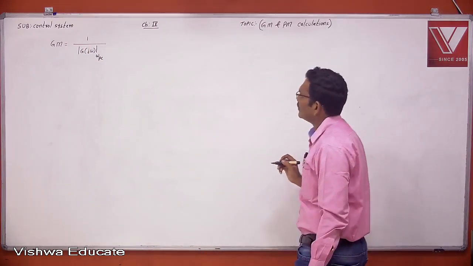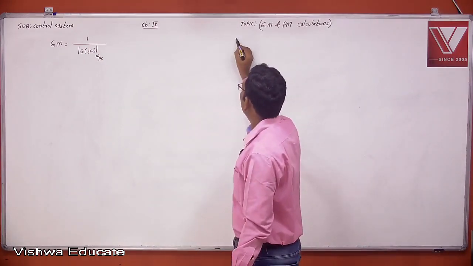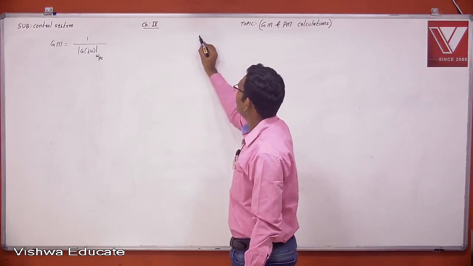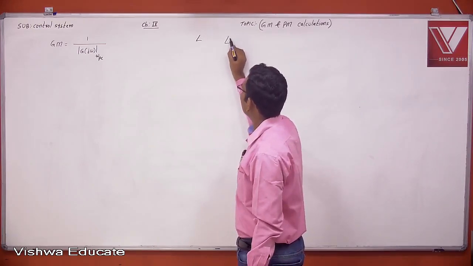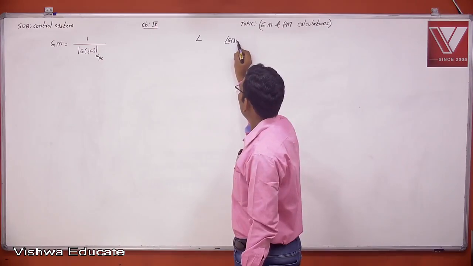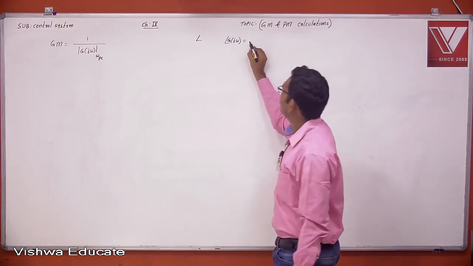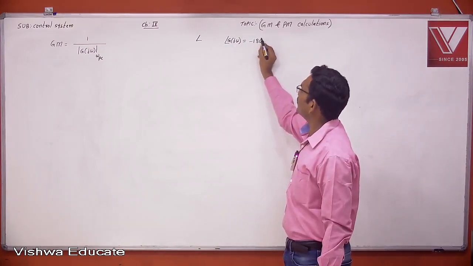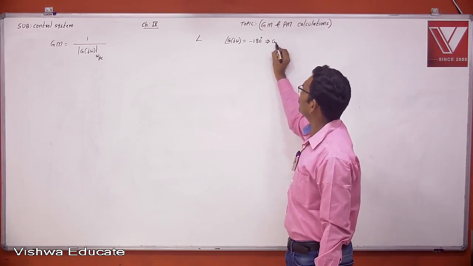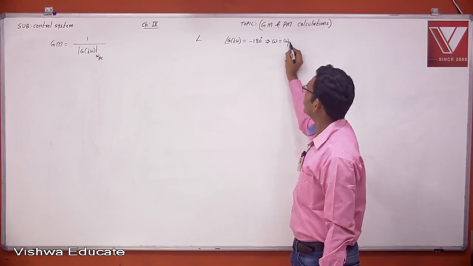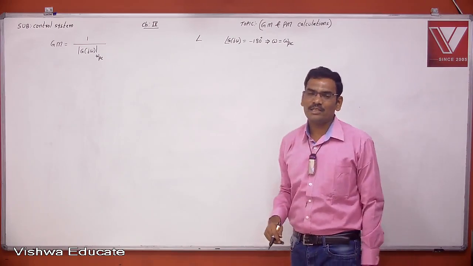The phase crossover frequency is the frequency at which the phase angle of the open loop transfer function is equal to minus 180 degrees. That particular frequency is called the phase crossover frequency. Do you catch this point or not?